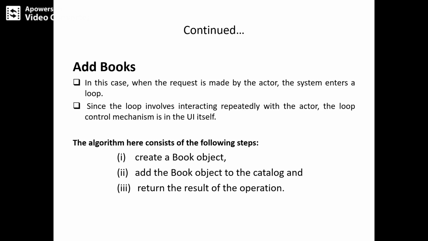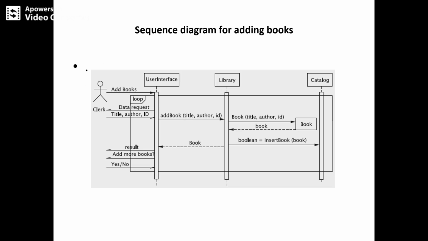This is another class we have to create, the additional software class Catalog. The catalog is the place where books are added, because a number of books can be added into the particular catalog. Third, return the result of the operation, whether the book is added or not, and that information is sent back. So this is the diagrammatic representation of a sequence diagram for adding a book.